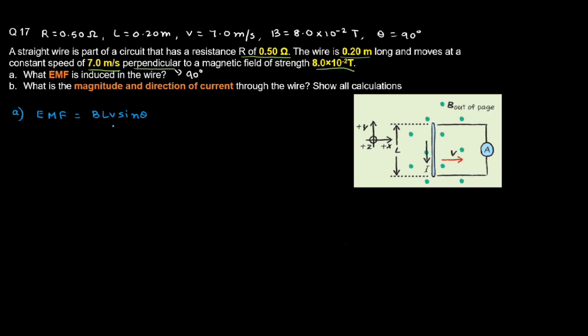I will substitute my values here to calculate what is EMF. So we can write electromotive force equals B, the magnetic field strength, that is 8 times 10 to the power negative 2. L is the length of the wire, 0.20 meter. V is the speed, which is 7, into sine 90. And when you solve this, you get your EMF as 0.112 volt.